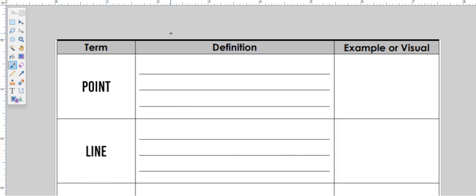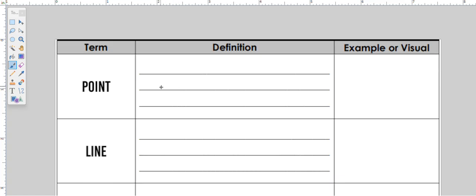Today we are going to cover some vocabulary. We're going to basically be putting together a small dictionary of basic geometry terms that we're going to be using for the rest of the school year. The first few terms we've already gone over this school year, but we're still going to recap on them so that you have this to reference.